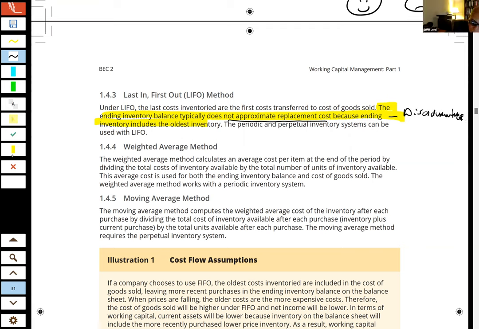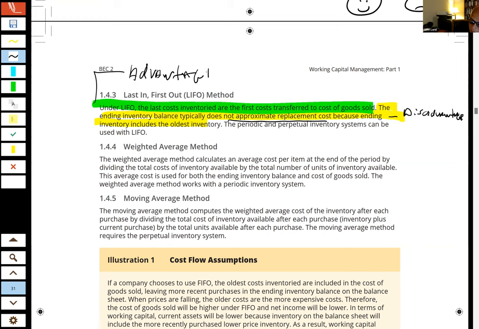How about under LIFO, last cost in, the first cost transferred to cost of goods sold? That's an advantage, because now my cost of goods sold is pretty much showing me what it's currently costing me to acquire these inventory items, right? So that's an advantage of LIFO.